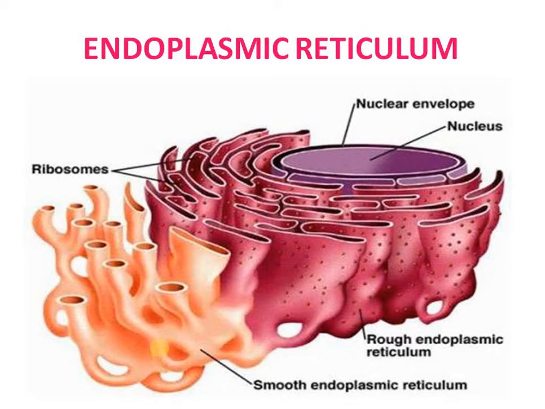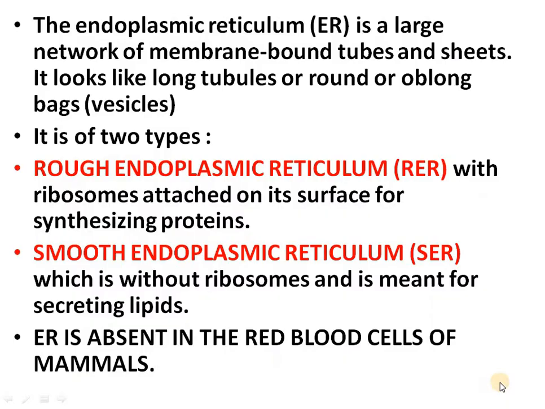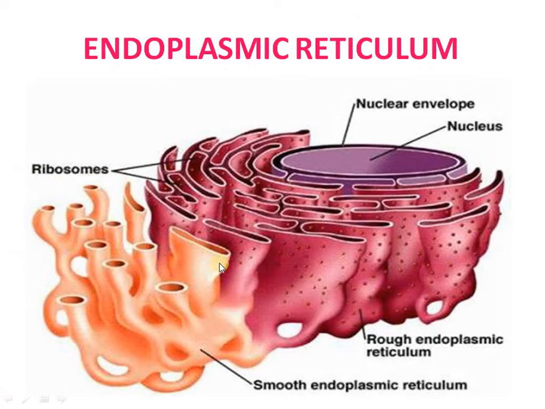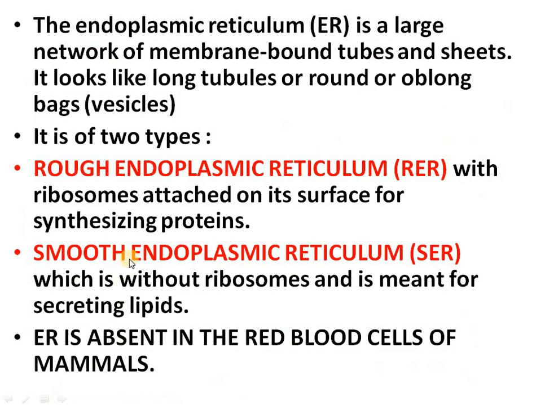And one thing more, students, you don't need to draw this diagram, just analyze it. It is just pasted over here for your knowledge. You don't have to draw it. Clear? The endoplasmic reticulum is a large network of membrane-bound tubes and sheets. Here you can see these are sheets and these are tube-like structures. So it is a long network of sheets and tube-like structures.